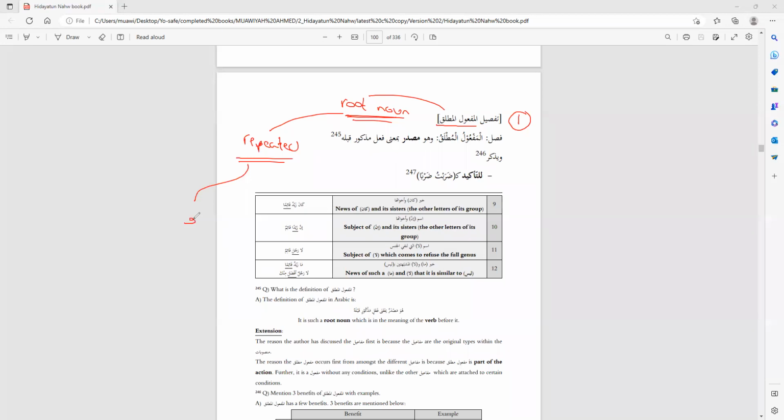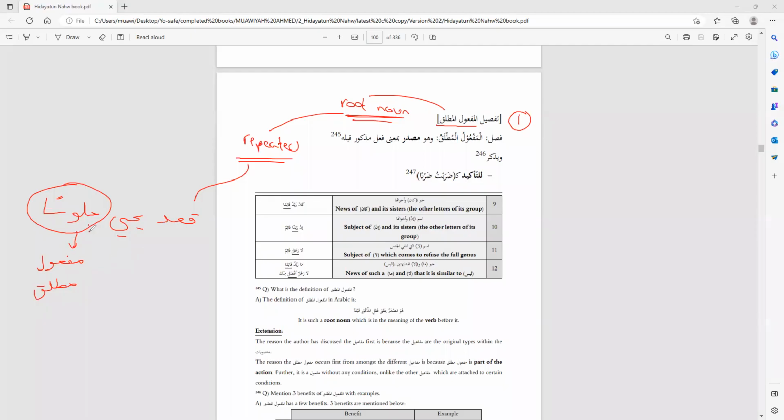I'll explain. Qa'ada Yahya. Yahya sat. Julusan. Now that julusan is maf'ul mutlaq. Yahya sat sitting. So it's just emphasizing that, yes, he really did sit.